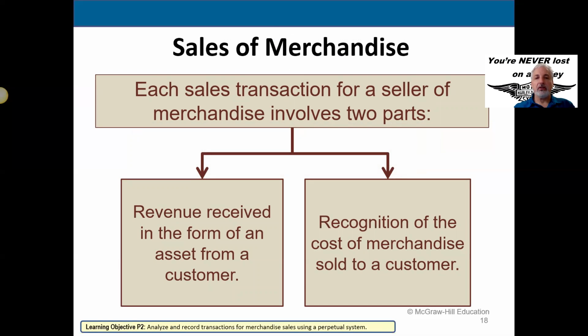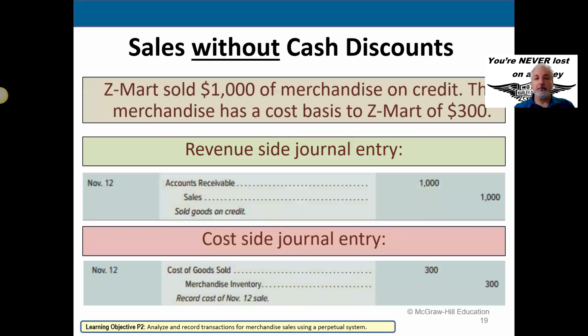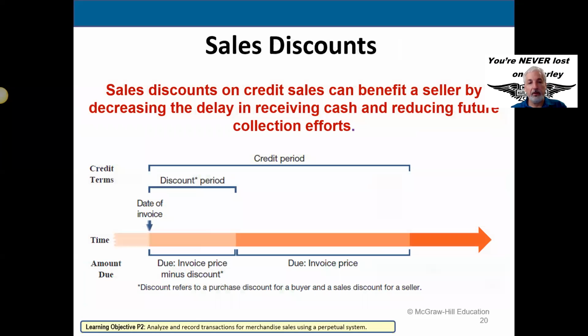Sale of merchandise: each sale transaction for a seller involves two parts. That's why it's called quadruple entry accounting. And you'll see it here. We've got the sale and the receivable, and we've got the inventory and the cost of goods sold. If you can remember this journal entry, you can remember merchandising adjustments as we sell stuff. And you probably want to remember this. Okay. Sales discount, same idea.